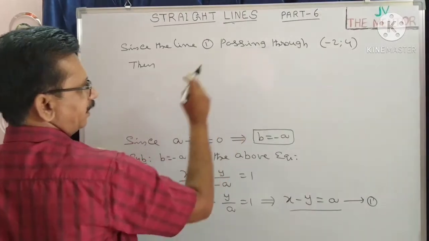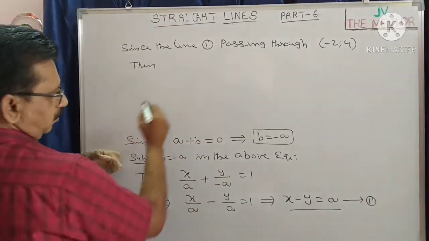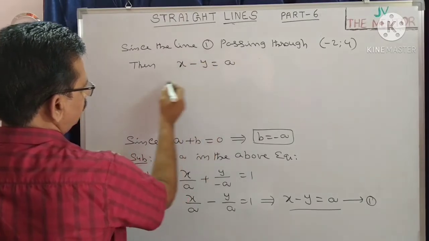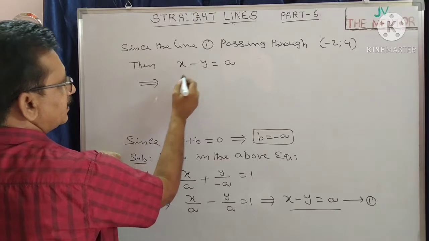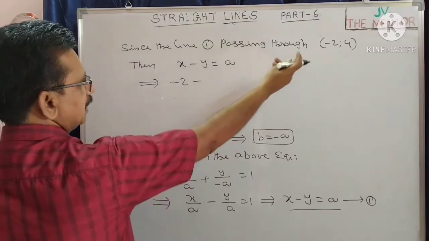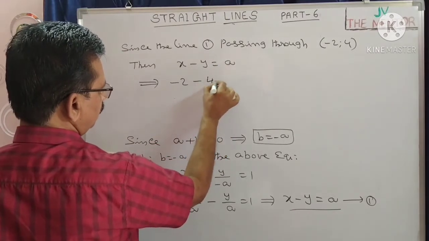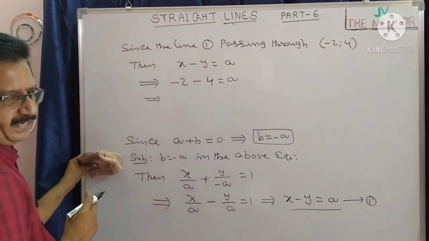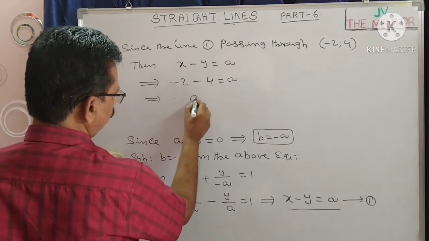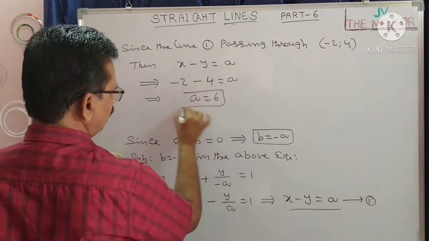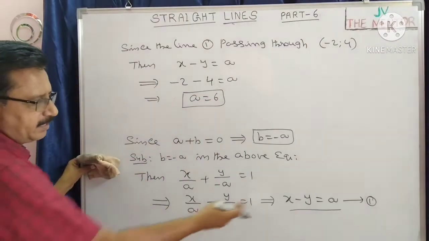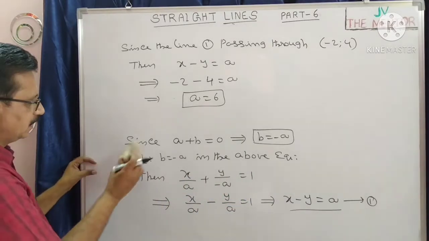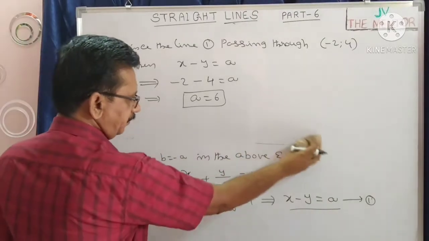What is the x value? Minus 2. y is 4. x minus y equal to a. That implies here x is minus 2 minus y is 4 equal to a. So this implies minus 2 minus 4 is minus 6. Therefore a equal to minus 6. Now substitute the value of a in the equation 1. Then that is the required straight line equation.